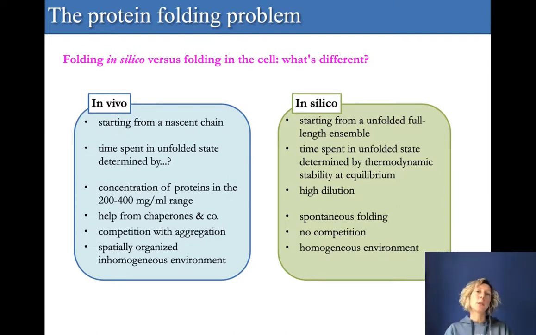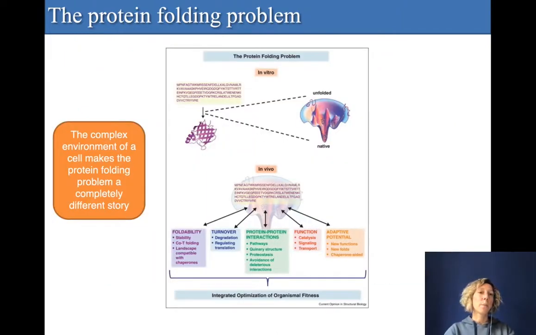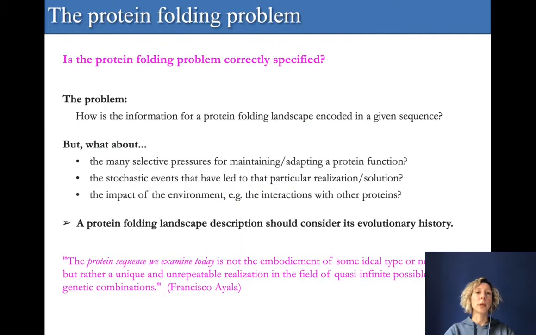When you look at sequence data, it's true that you don't care about all this. You're just looking at what was produced by evolution over a very large number of years. And so, in principle, the signals that you can reveal in the sequence data account for the environment, account for all these aspects in an indirect way. Okay, so the complex environment of a cell makes the protein folding problem a completely different story, you could say, when we take it from simulation or from in vivo. So there are many, many aspects that we have.